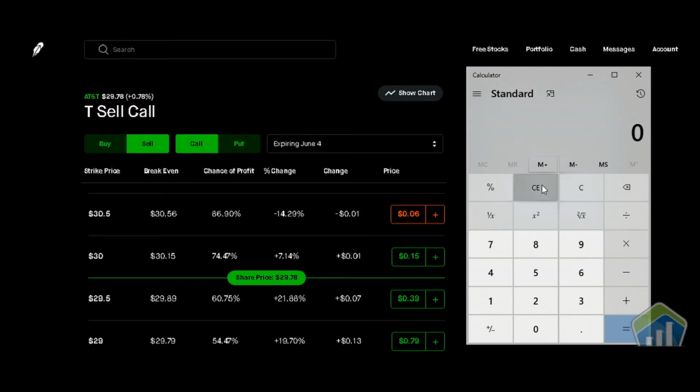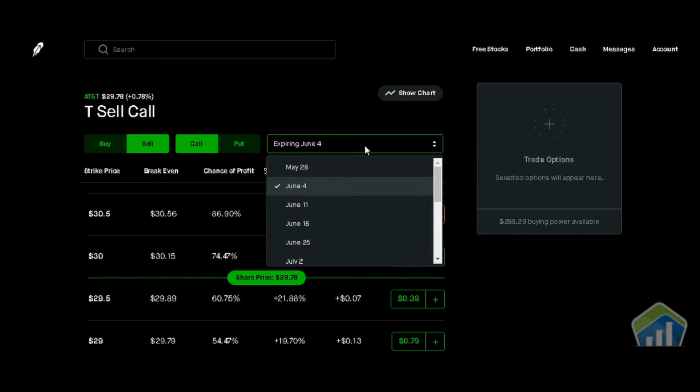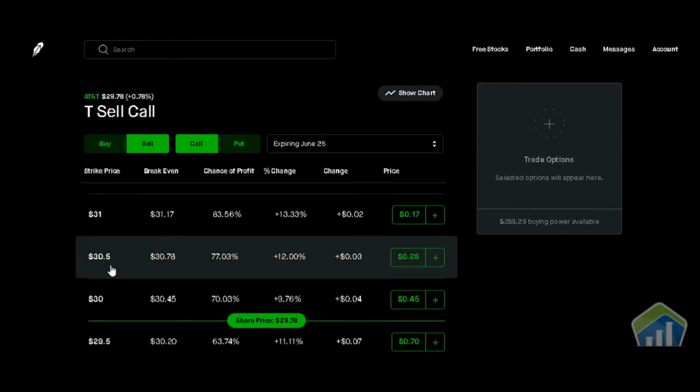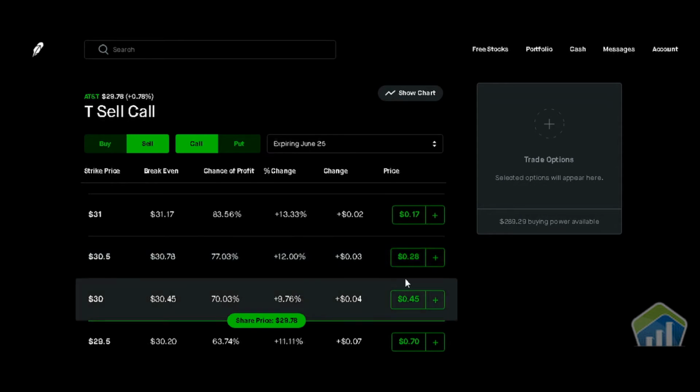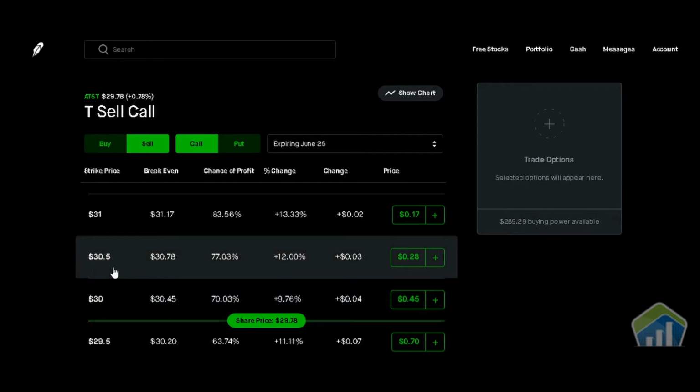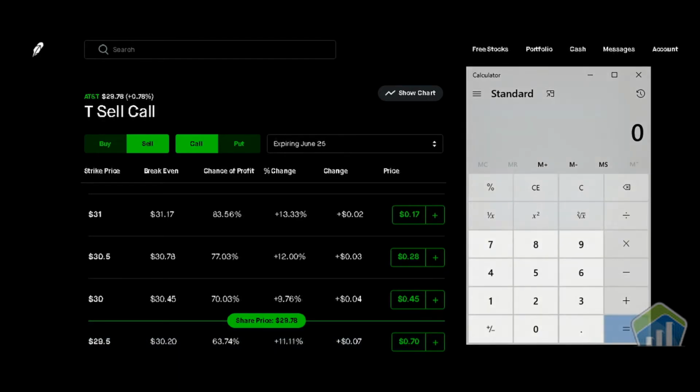So we're going to clear that out real quick, and we're going to go right here. Let's say we skip past June 4th. We decided not to do that. We want to do June 25th. Well, if we go with June 25th at the same price range, $30.50, they would pay us $28 up front. Remember, $30.25 is still right there. So $30.25 and $30.50 is a $25 difference, right? So we're going to go 28 cents, or $28, plus the $25 difference. It's going to put us at a positive $53. So if it sells at $30.50 by June 25th, we collected $53.